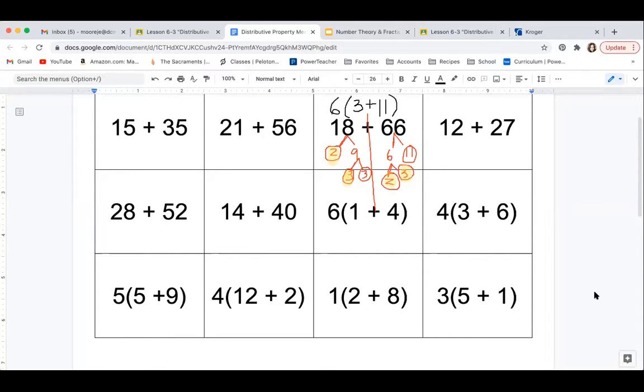Charlotte, honey, I know you got on a little bit late. How are you feeling about this? I think I'm getting it. Okay. Let's do this one together. What did 12 and 27 share? What did they share? What factor?